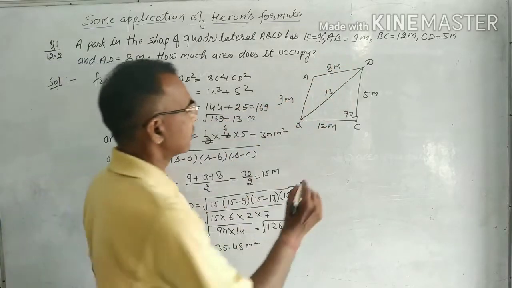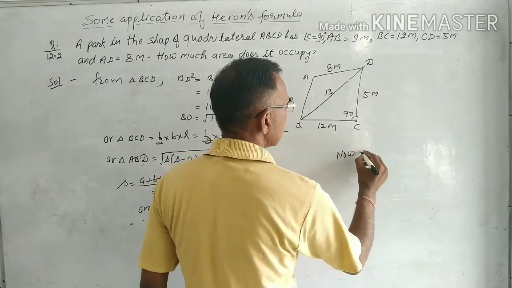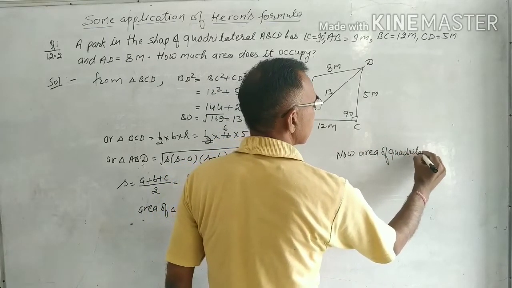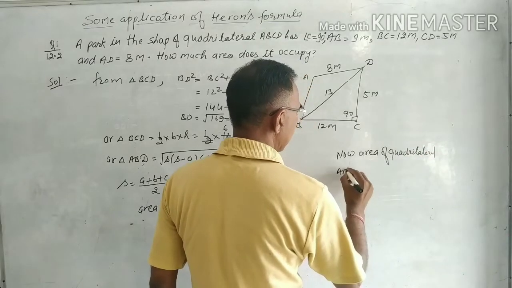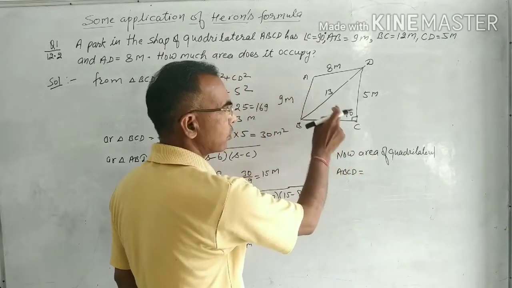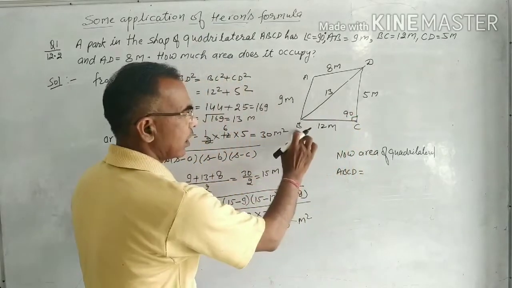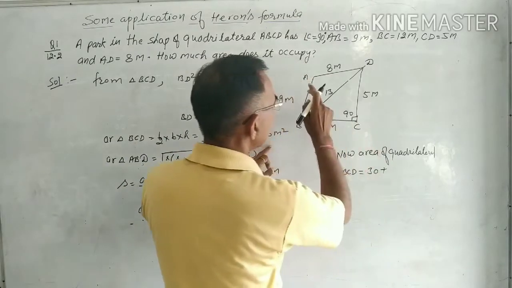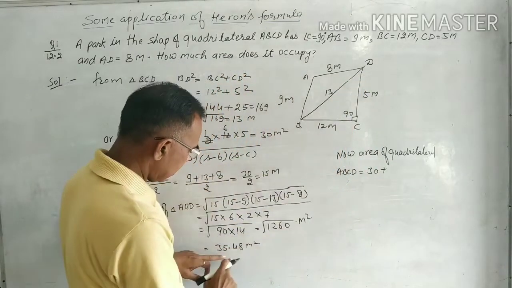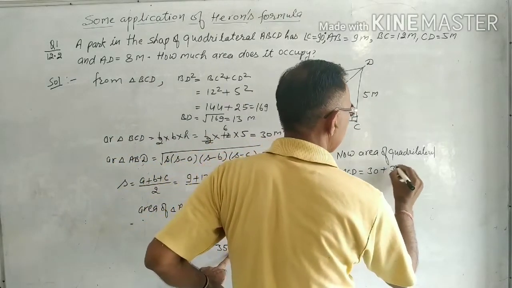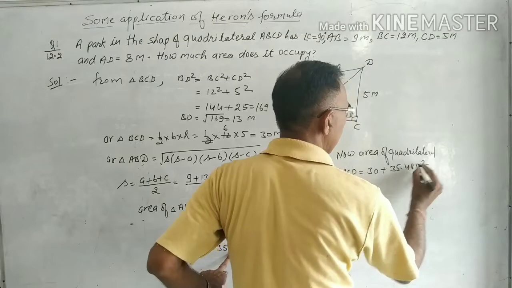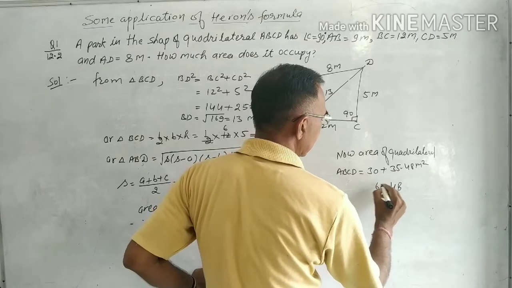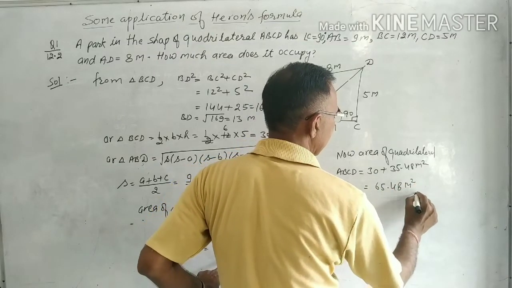Now area of quadrilateral ABCD is the sum of the areas of these two triangles. Area BCD is 30 meter square plus area of ABD, which is 35.48 meter square. So the sum is 65.48 meter square. This is the area of the quadrilateral.